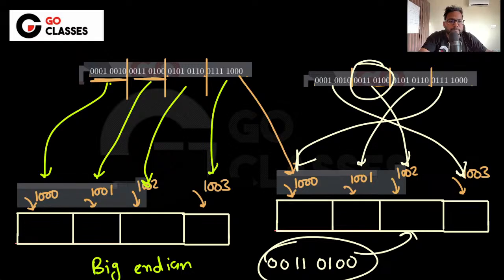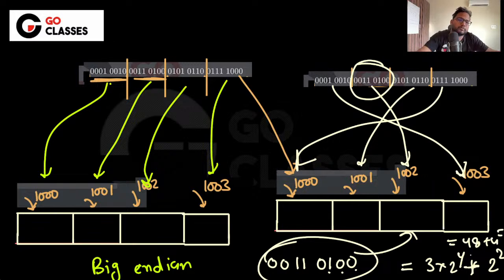Is this okay? So what is the answer? I think this is basically 3 into 2 power 4 plus 2 power 2, which is basically 48 plus 4, I think 52, right? So 52 should be the correct answer here. Let me know if that is understood, and if there is any doubt here.